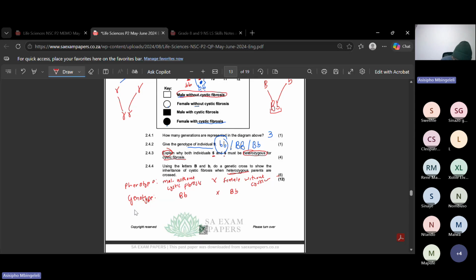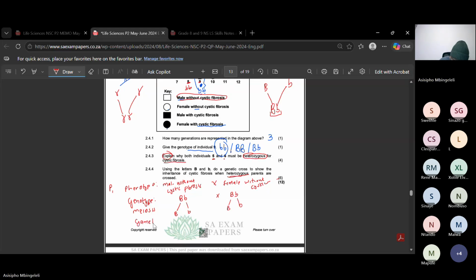And then you will do your, I forgot something, P1. And then you will do your meiosis, the capital B, small b, capital B, small b. And then this would be your gametes. You do a Punnett square for your gametes. I don't have space, that's why I'm writing it here. Capital B, small b, capital B, small b, capital, small, and then small. My pen is lagging. I'm just double checking.